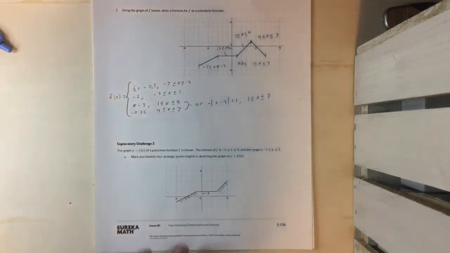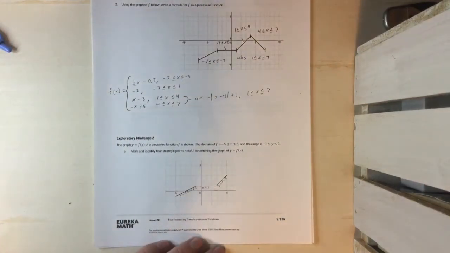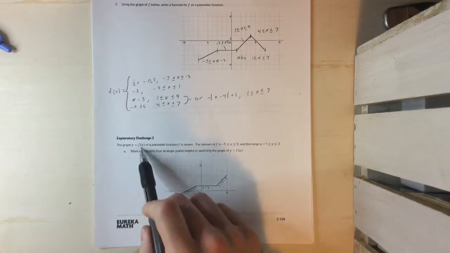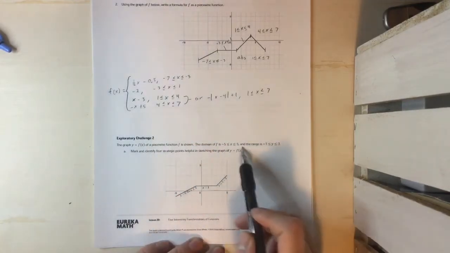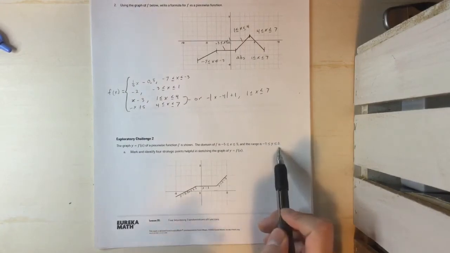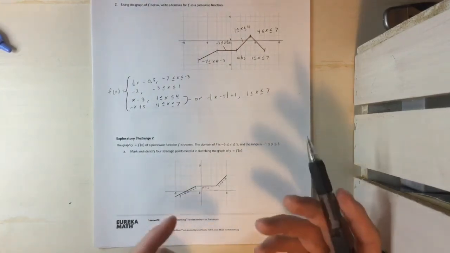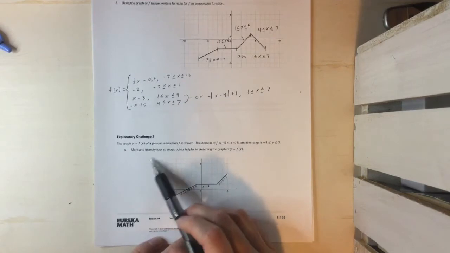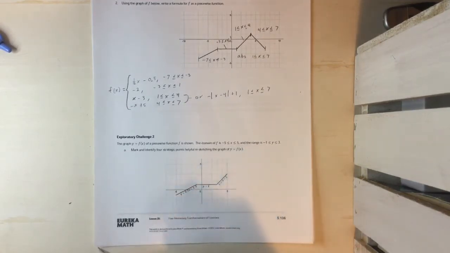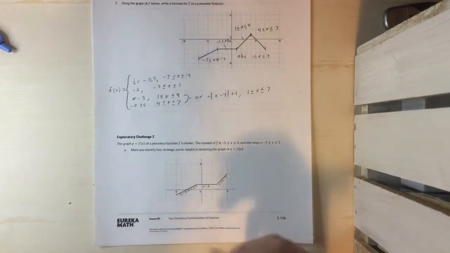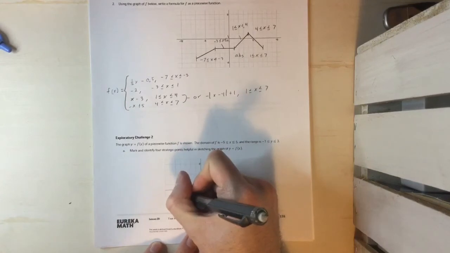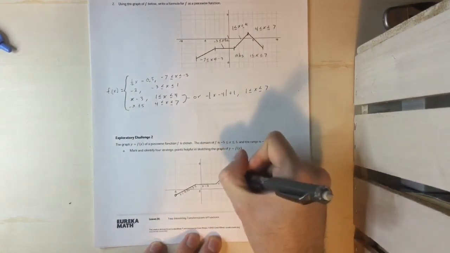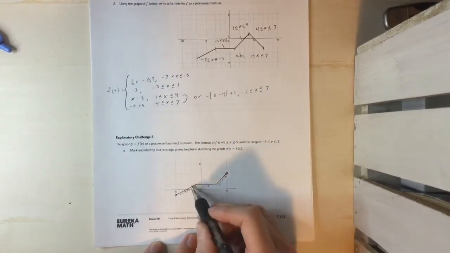Okay, on the next one, the exploratory challenge 2, it says the graph y equals f of x of a piecewise function is shown. So it gives us the domain and it also gives us the range. Not super critical, but it's still important to have there. So it says mark and identify 4 strategic points helpful in sketching the graph. So when we're looking at these 4 strategic points, we should be looking at the beginning, if we're going left to right, the end, and then where it's breaking.